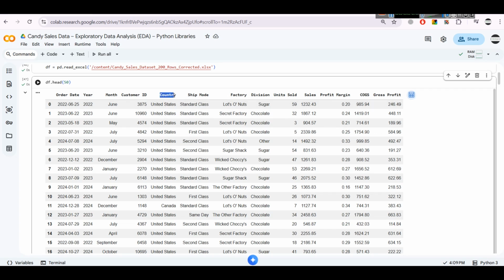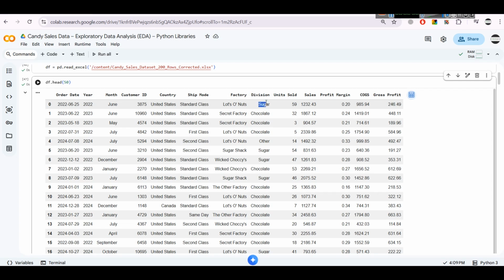Country. This column shows the country where the order was shipped. It helps in geographical analysis and understanding market performance by region. Ship mode. This represents the shipping method used for delivering the order, such as standard class, first class, or second class. It can be analyzed to understand logistics preferences and cost implications. Factory. This column indicates the manufacturing unit or factory where the product was produced. It is useful for operational and factory-level performance analysis.